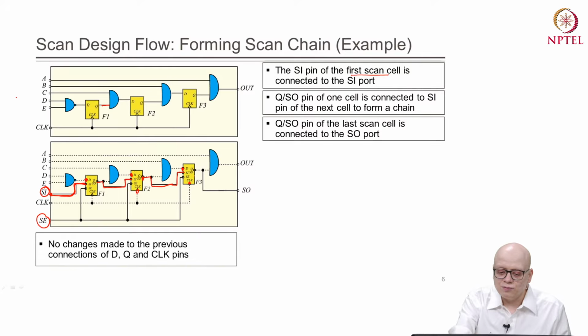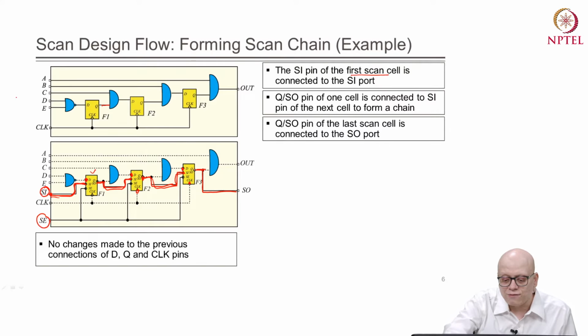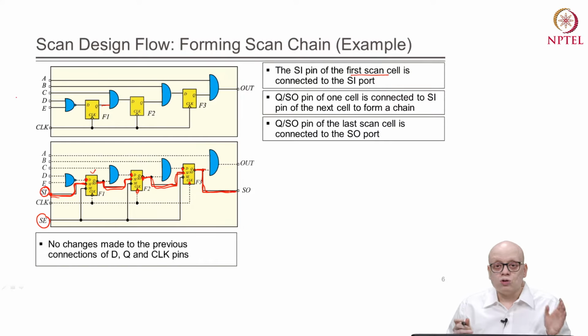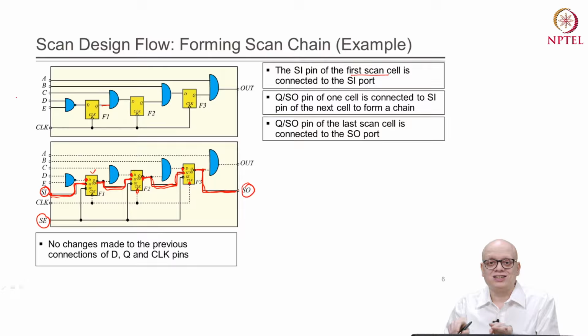Finally, what we do is that for the last one, from there we take the connection from the Q pin and make it to the SO port, right. So, after we have made this change and made a scan chain, now there is a path from SI, that is scan input, to the first scan cell, then to the second scan cell, then to the third scan cell, and finally from the scan cell to the output. So, from the scan input to scan output, we have a shift register, right.